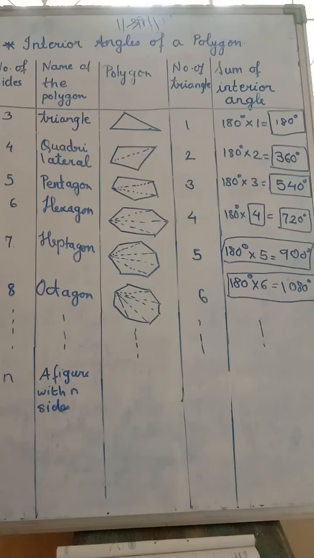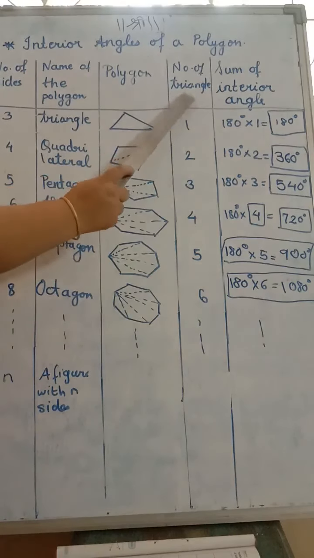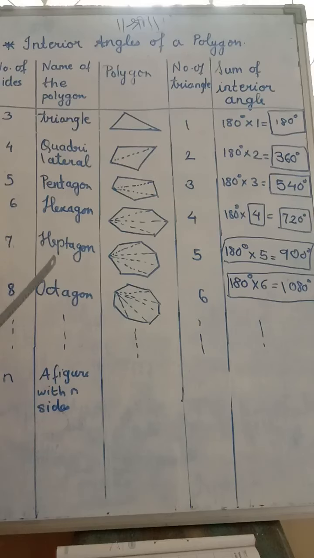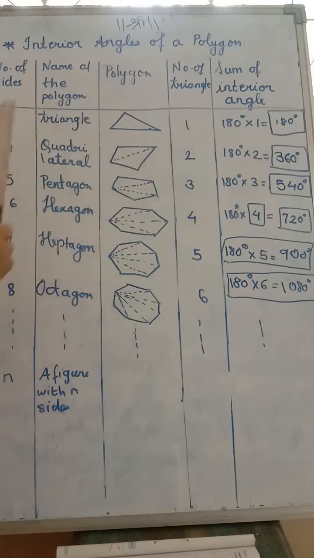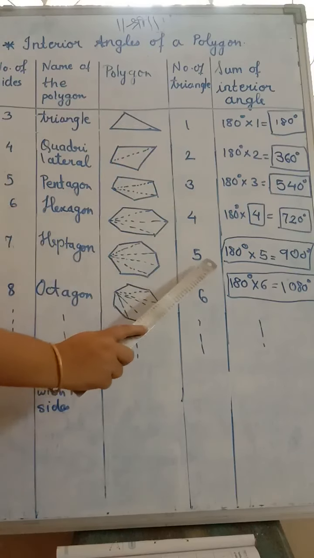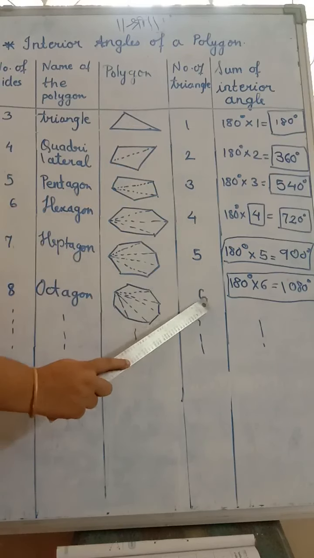So what conclusion are you getting, children? If you want to find this directly, since the number of sides will go on increasing, what are you learning here? If you want to find the number of triangles quickly, how to find it? Subtract 2 from the number of sides. You will get the number of triangles. 3 minus 2, 1. 4 minus 2, 2. 5 minus 2, 3. 6 minus 2, 4. 7 minus 2, 5. 8 minus 2, 6.